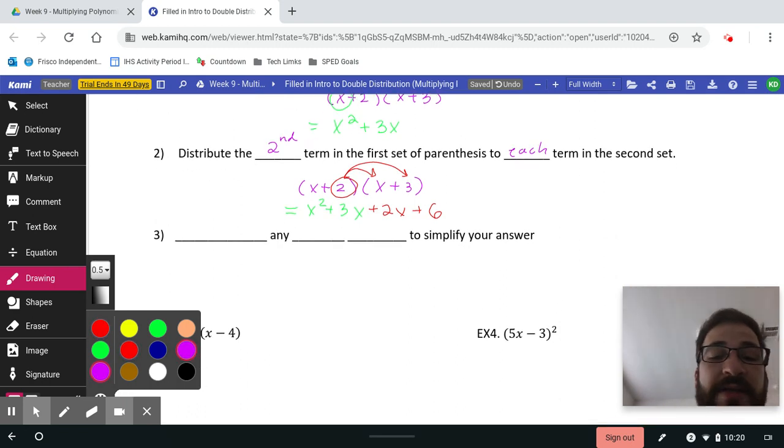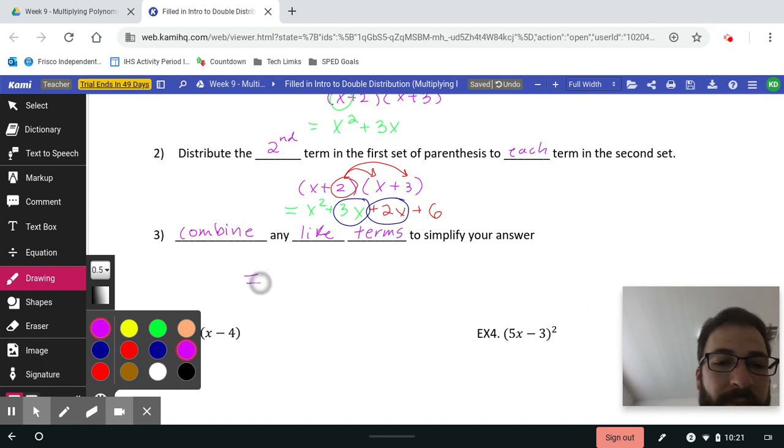Then our very final step, once we have completed our double distribution, we want to go ahead and combine any like terms to simplify our answer. So what like terms do we have? Well, we do have 3x and 2x that are both x's. So 3x plus 2x would be 5x. So we would get x squared plus 5x plus 6.